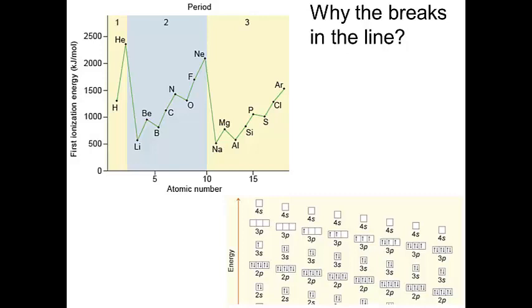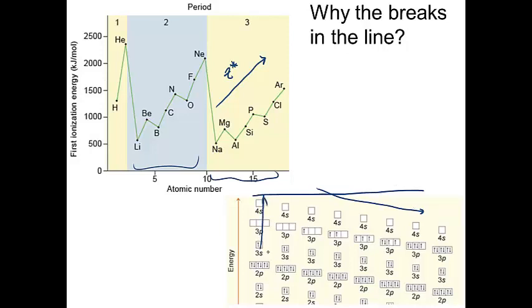Now let's talk about the breaks in the lines. We'll do this for the third period, but the same reasoning works for the second period. In general, there's an overall trend, and that's an increase due to increasing effective nuclear charge. So generally orbital energies will decrease as you go left to right in the periodic table, and therefore it takes more energy to get the electrons out.